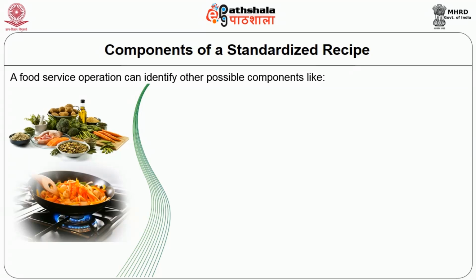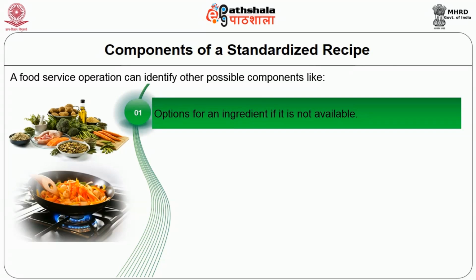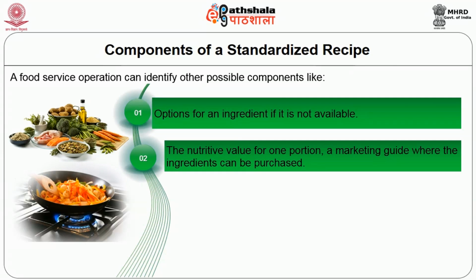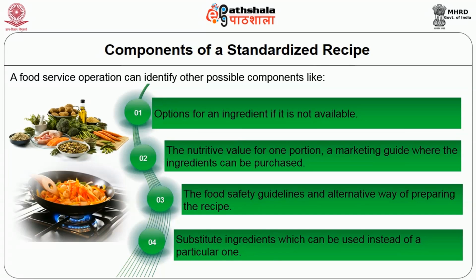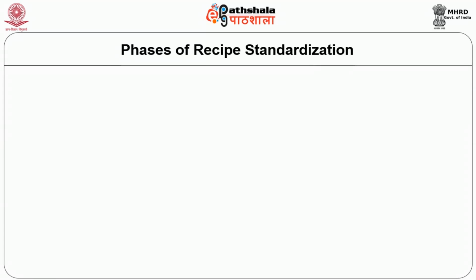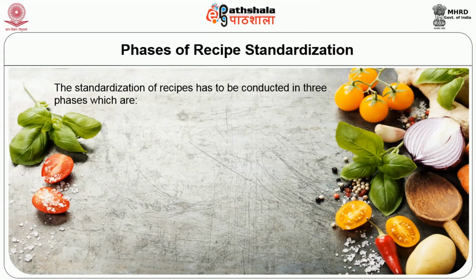Apart from the above components, a food service operation can identify other possible components like options for an ingredient if it is not available, the nutritive value for one portion, a marketing guide where the ingredients can be purchased, the food safety guidelines and alternative way of preparing the recipe, and substitute ingredients which can be used instead of a particular one.